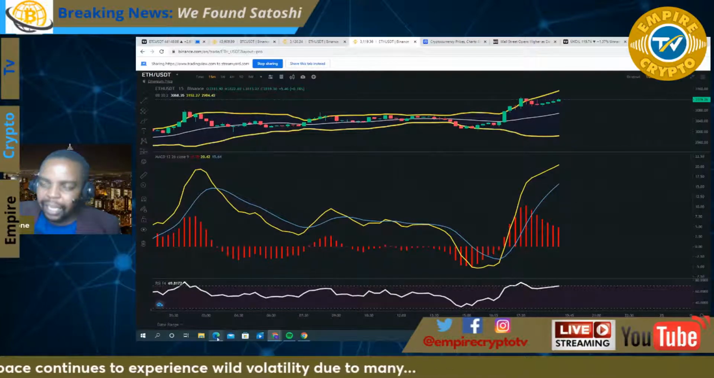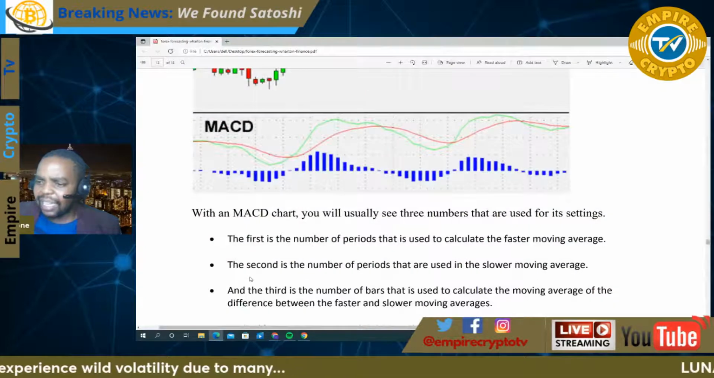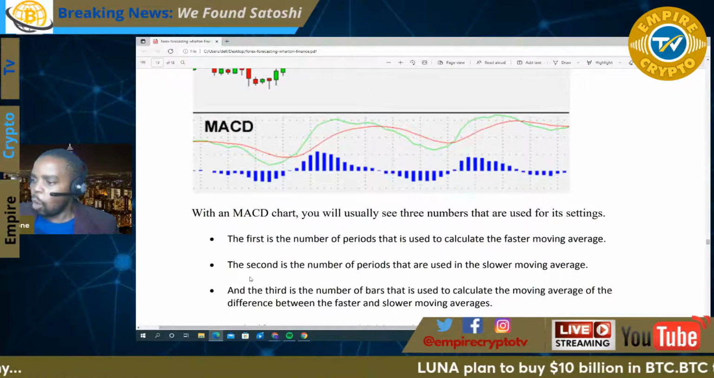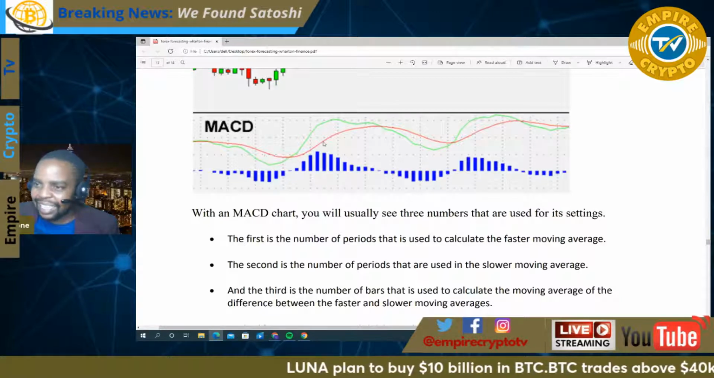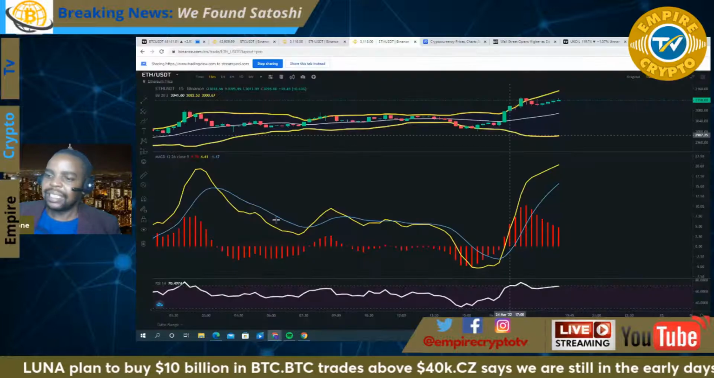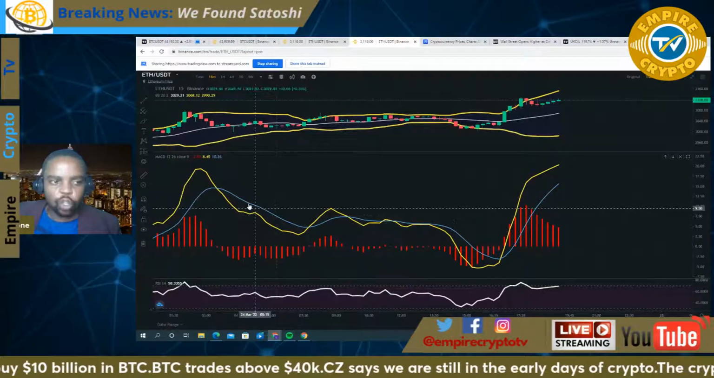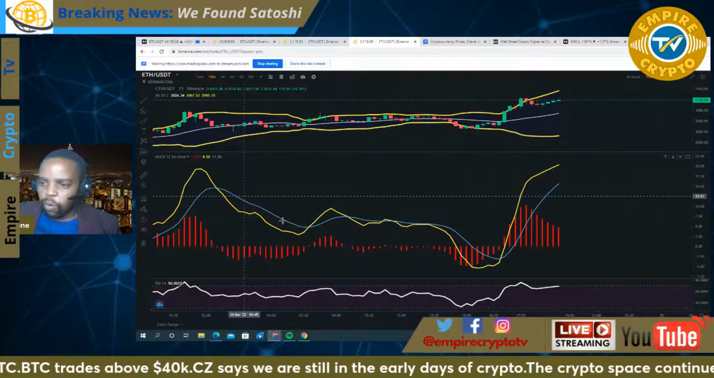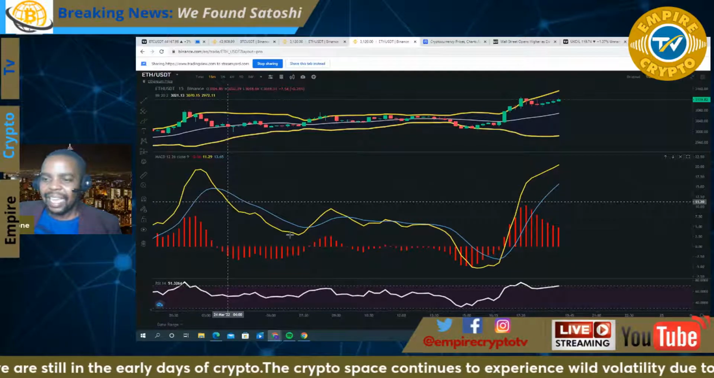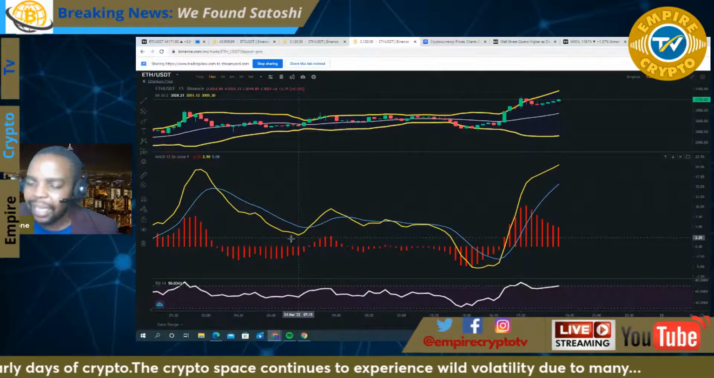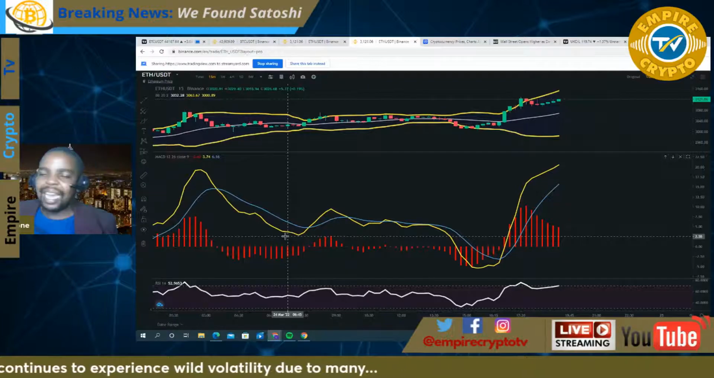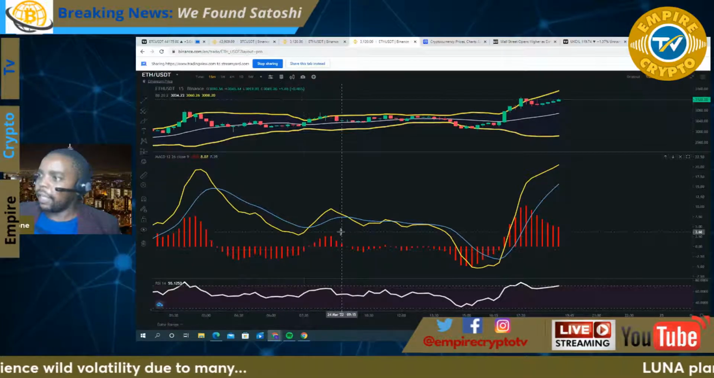Okay, let's carry on. The second is the number of periods that are used in the slower moving average, which is the red line in this case. This blue line here represents the slower moving average, which is above the yellow line, which means the market is a bearish market, or the market is weak, or the Bitcoin or Ethereum or the stock or particular currency is weak for that particular time.